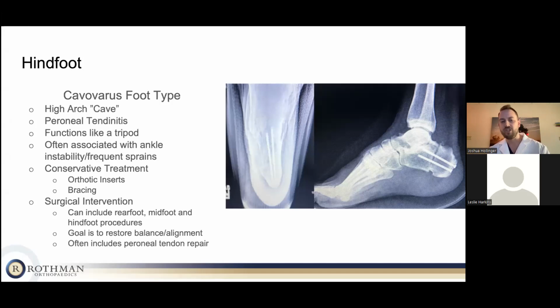When conservative treatment fails, surgical intervention can be a little bit more intricate with a high arch because there's often a midfoot and forefoot component. And for that reason, sometimes surgical procedures can range all the way from the hindfoot and the heel all the way toward the toes into the forefoot to completely restore and balance the alignment of the foot. And with this, we'll often include a peroneal tendon repair, which is often what the patients will present with first.